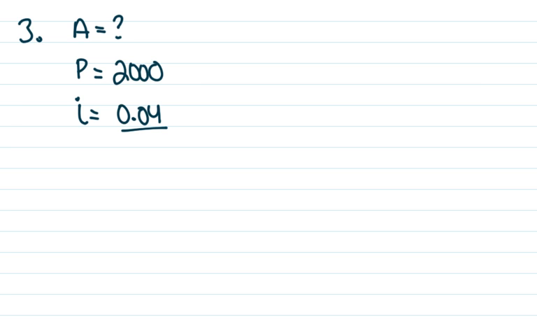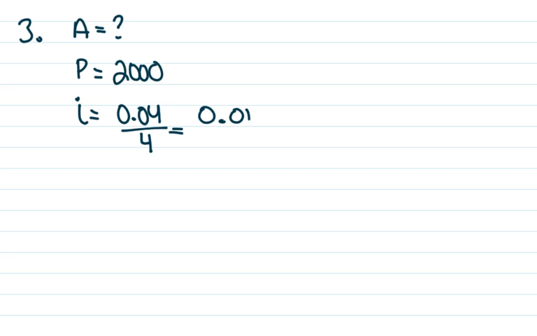If you borrow $2,000 at 4% per annum compounded quarterly, how much do you owe after 7 months? So the amount, the total amount, we don't know that. The principal, you borrowed $2,000. The interest, 4% per annum. And now it's compounded quarterly, so that's 4 times a year. So we need to divide the interest rate by 4.